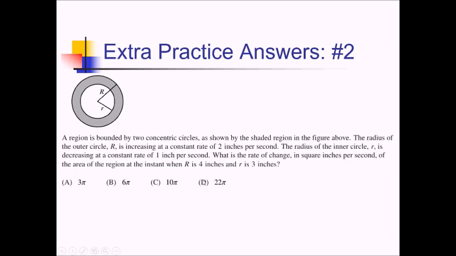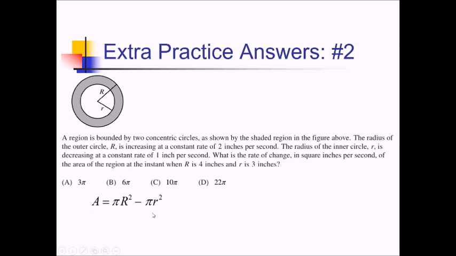So what are we looking for exactly? Again, we want the rate of change of the area of this shaded region. So let's start by writing an equation that gives us just the area of the shaded region. To get that, I'm going to need to involve the areas of 2 different circles. I'm going to have the area of the larger circle, which is going to be pi times big R squared. And I'm going to have to subtract the area of the smaller circle, which is going to be pi times little r squared.